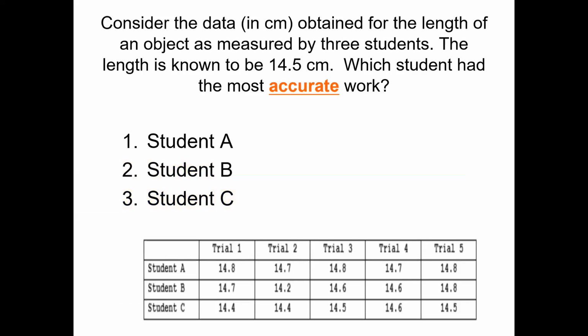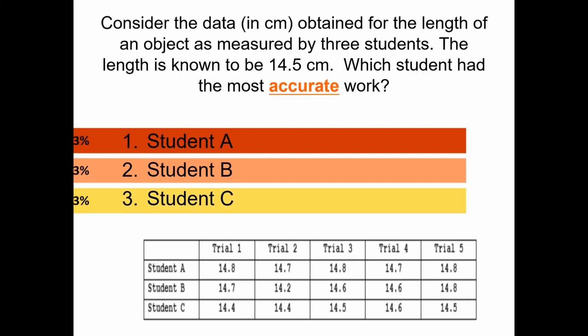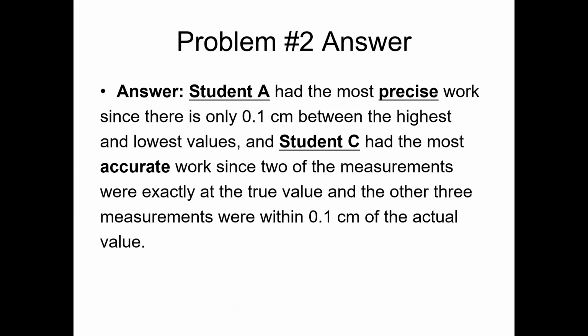Okay, now the next question, same data. Now it's asking you which one is the most accurate, A, B, or C? This time you're right. Yes, that is correct. This is the right one because now we're looking at the actual number, which is 14.5. And the closest ones to that are student C's. They're very close to it. It's actually pretty accurate. Okay. And there's your answers.